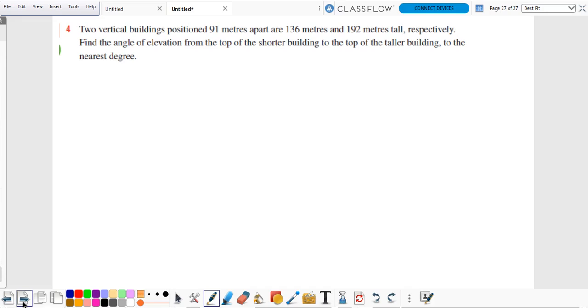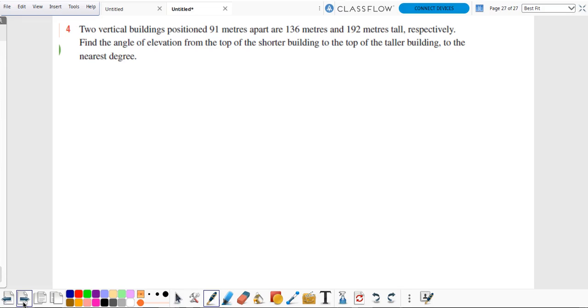Okay. Again, always draw your questions out when you do these, because it just helps. There's no point in trying to understand the question or trying to do the question without actually seeing it for yourself. I'll read it here. Two vertical buildings positions 91 meters apart, 136 meters tall and 192 meters tall respectively.